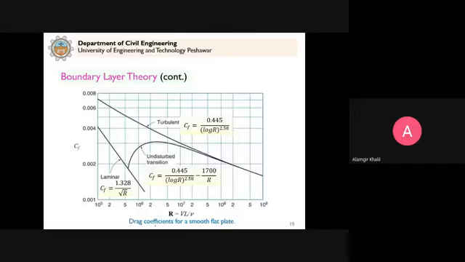Now in this diagram, we have a comparison of the friction coefficients for the different regimes. So you can see here for laminar regime, this equation, it gives this line here. Then for the transition regime, this curve is here.